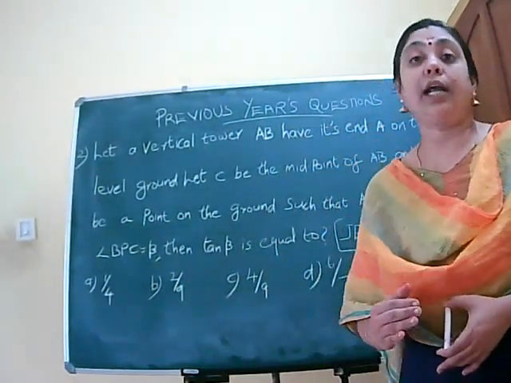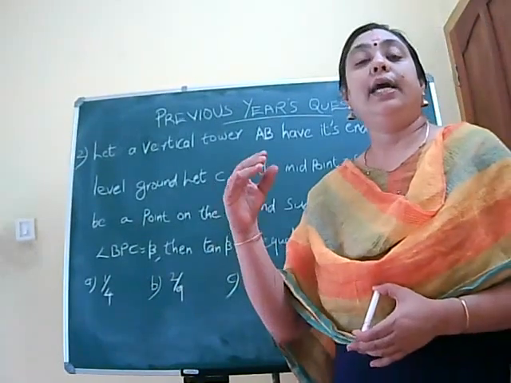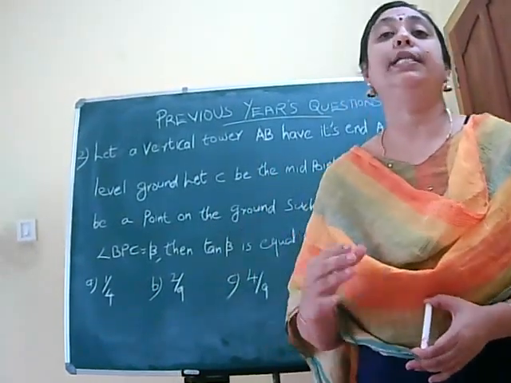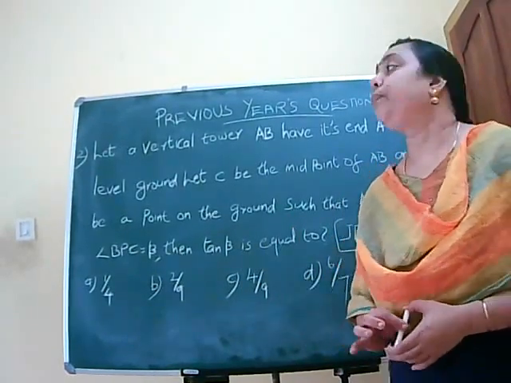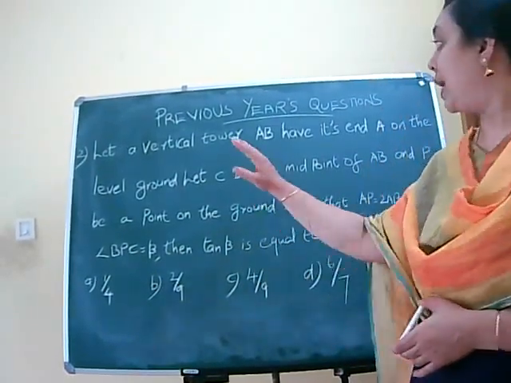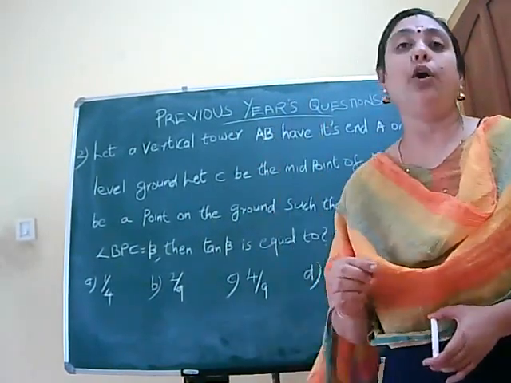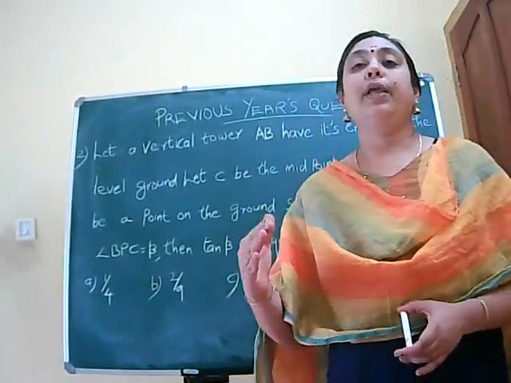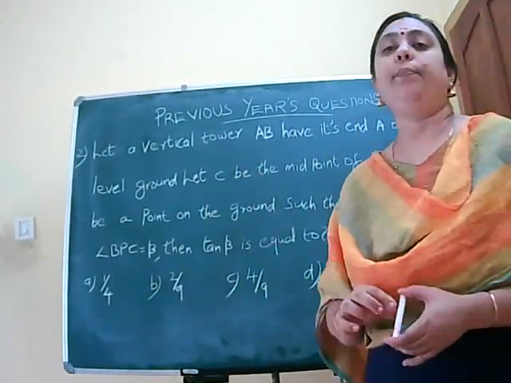Here we are given the details of a tower. Then just draw a rough picture of that tower using the given information. We are given that the tower is AB, so just draw a straight line AB with its end point on the level ground as A.